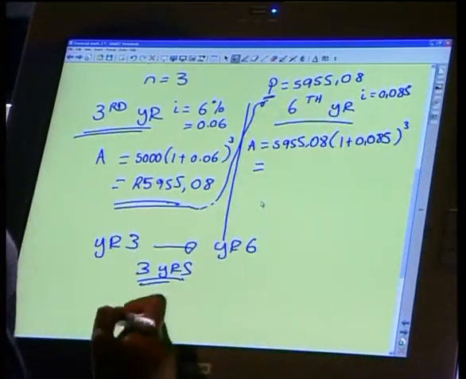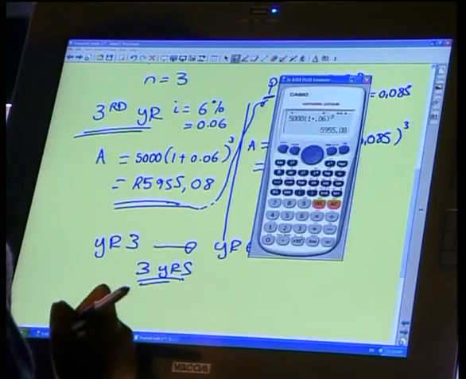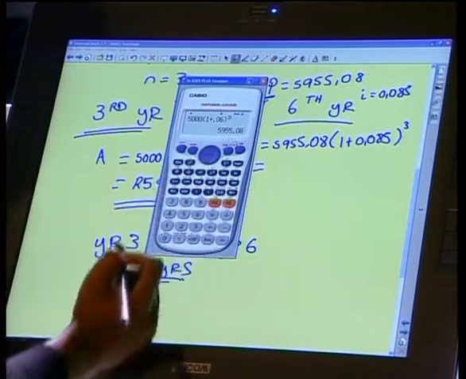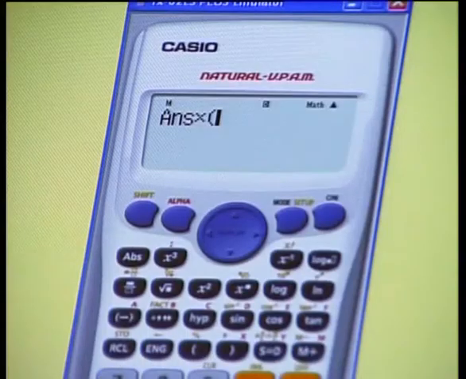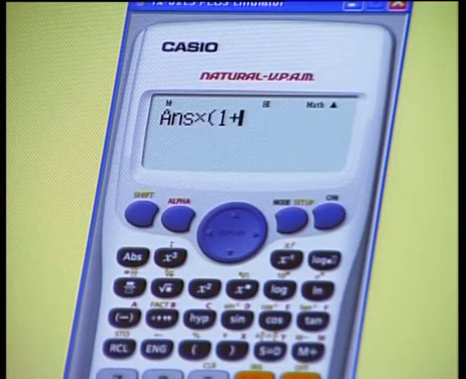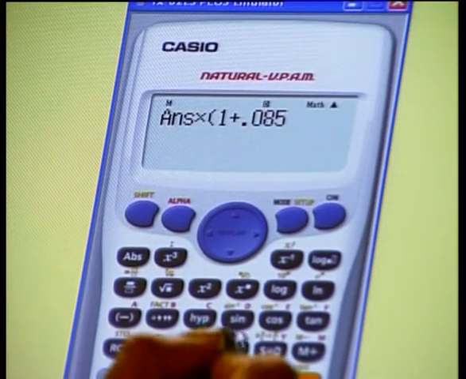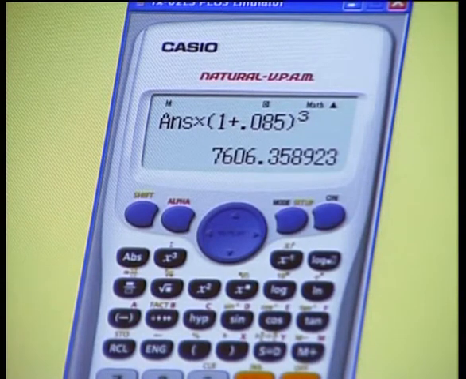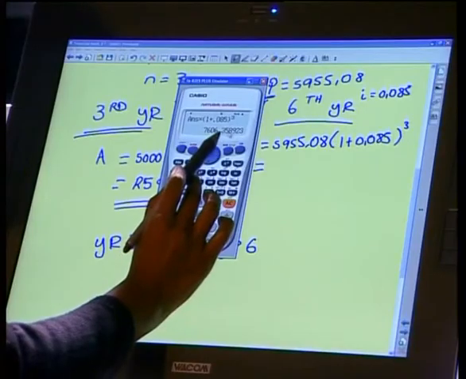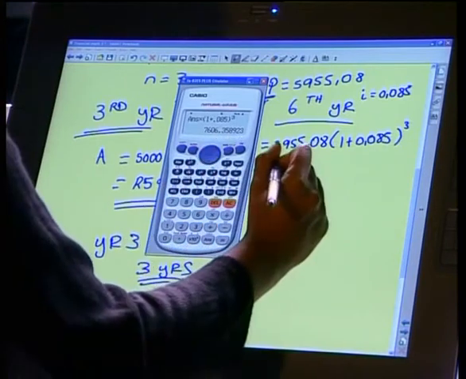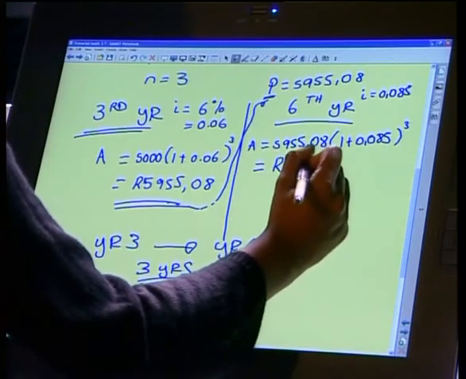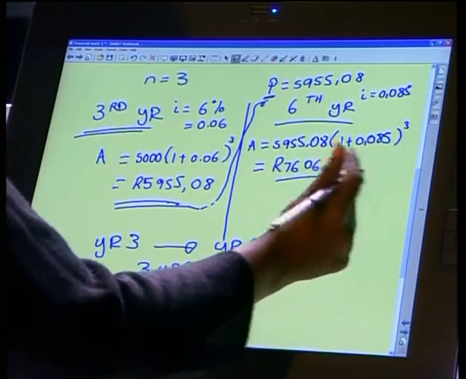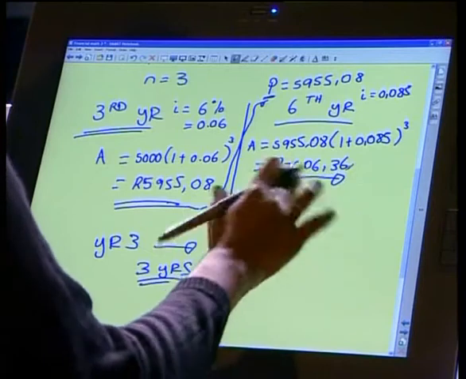Okay, we can then put that into the calculator. So it's that same amount. We're going to use exactly the same amount times 1 plus 0.085. And this time we're going to raise to the power of 3 again. And we get 7,606 Rand. To the nearest cent, it would be 36 cents. So it's 7,606.36. So at the end of the 6th year of his investment, he ends up with 7,606 Rand.